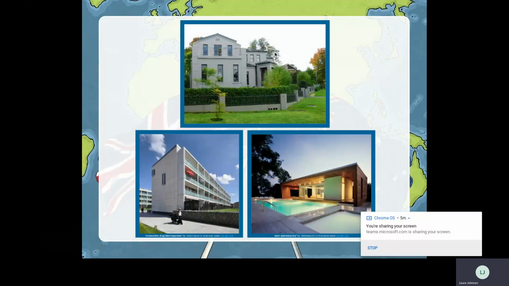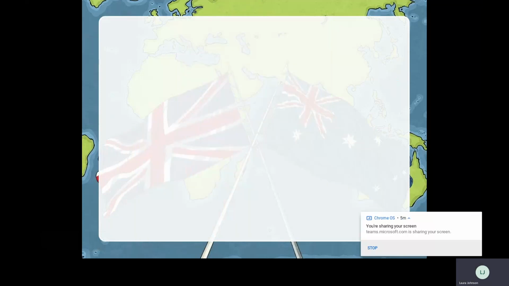This is a house in Australia. Looks a little bit different to ours, but they are two stories. We do have houses that look like that. Let's have a look at our houses.